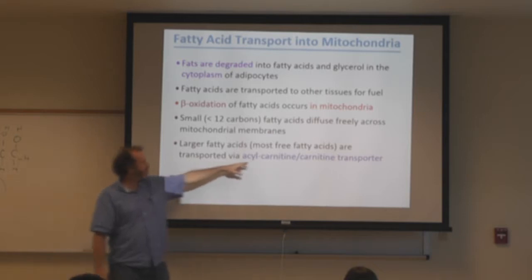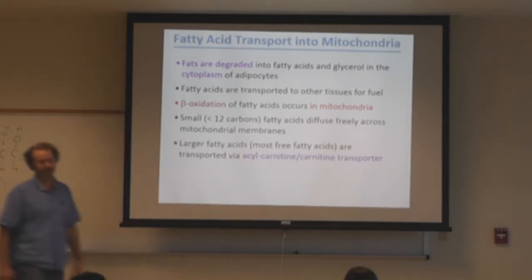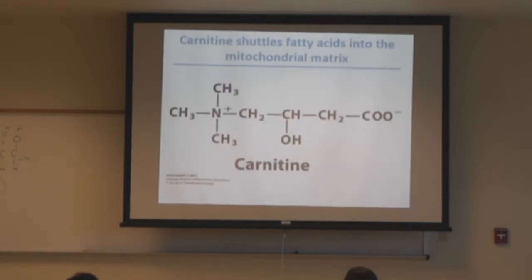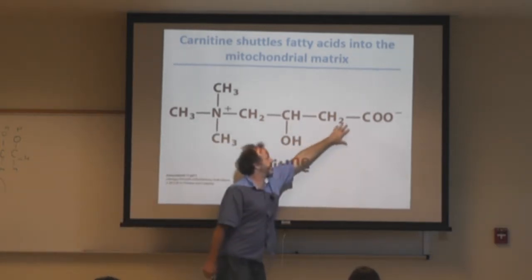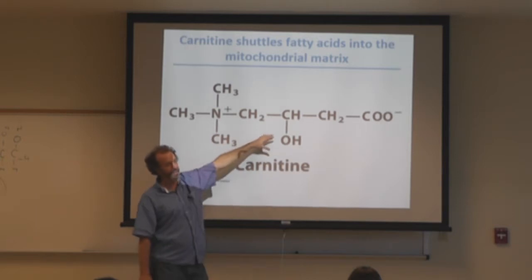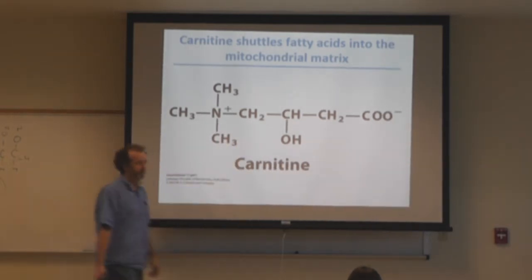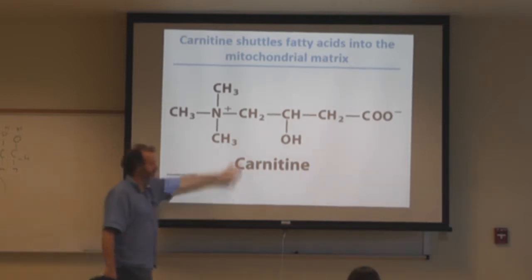And it does this with the acyl-carnitine transporter at the mitochondrial membrane. And this is carnitine. You have this quaternary nitrogen, so it's positively charged, and then the carboxylic acid group on the other end, negatively charged. So overall, it's got a net zero charge. In this state, it's a, what's it called? Oh, never mind. It's carnitine.